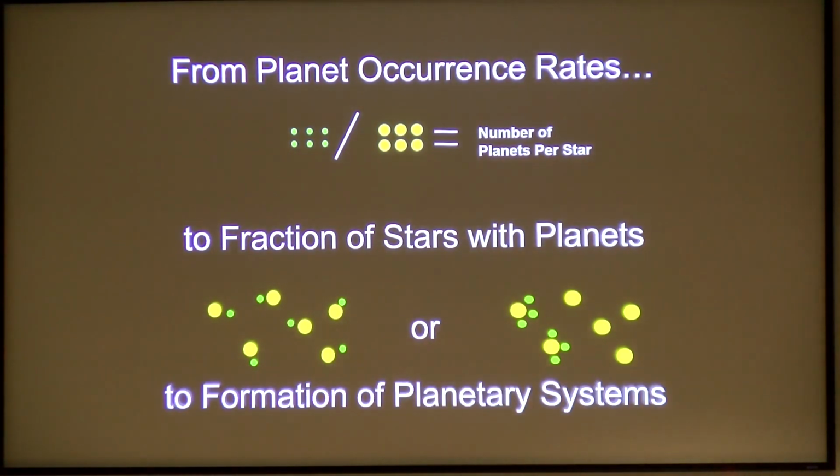And it's also quite important if we want to compare to models of planet formation, because clearly the processes that give one planet to each star are quite different from if you have some stars that are devoid of planets close to them and some stars that have several.